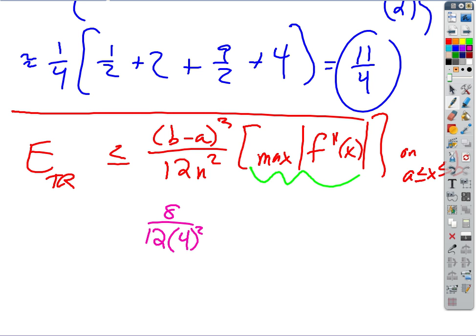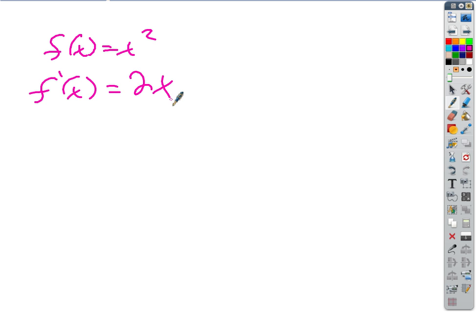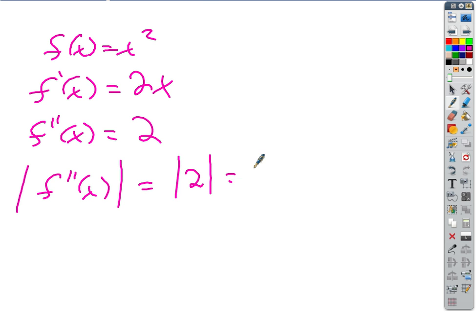Well, the function was x squared. So if f of x is x squared, what's f prime of x? 2x. What's f double prime of x? 2. So what's the absolute value of f double prime of x? It's 2 and it's constant. It's not changing, so it doesn't matter what the interval is. The maximum value anywhere for the absolute value of the second derivative is 2 in this case.